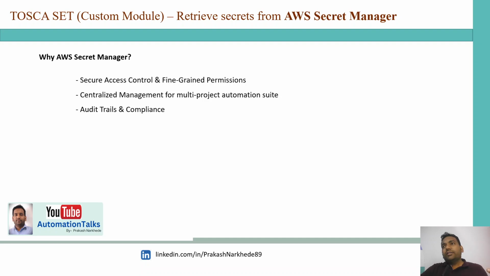The very first thing is secure access control and fine-grained permissions. As a security principle, you should have least access privileges. We should not be sharing the credentials with everyone. Credentials should be access controlled, and the permission should be very restricted to only the users who need it. The second objective of following these practices is centralized management of a multi-project automation suite.